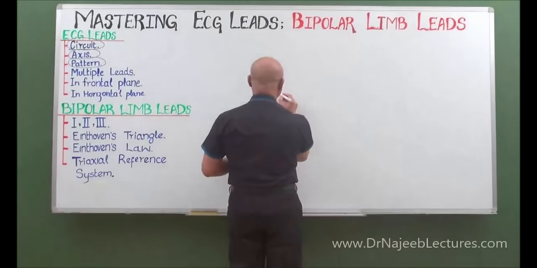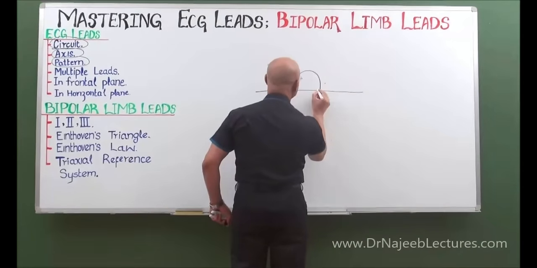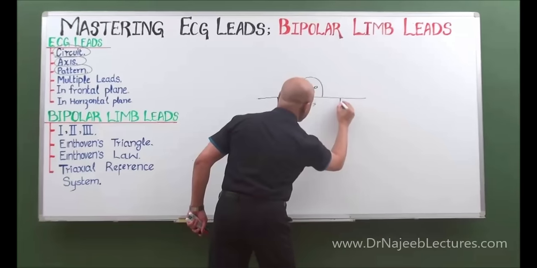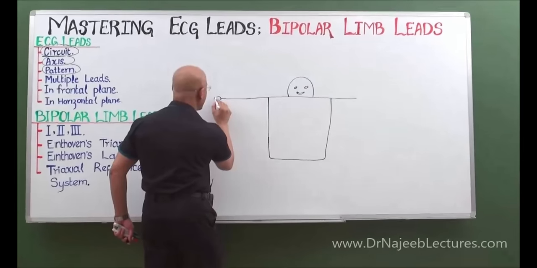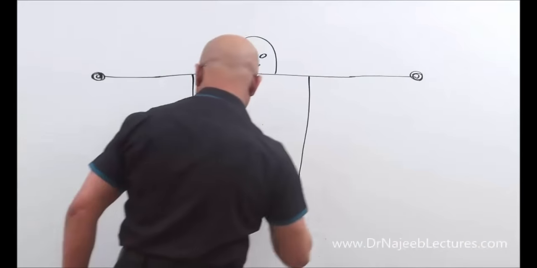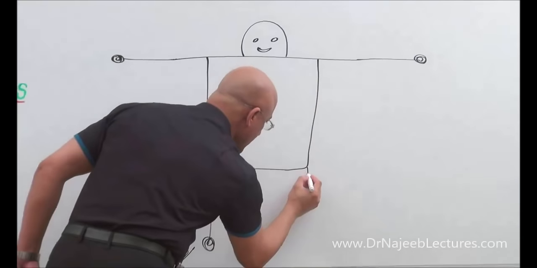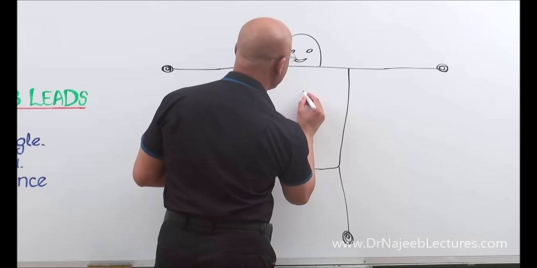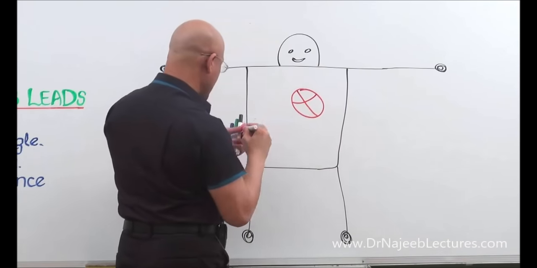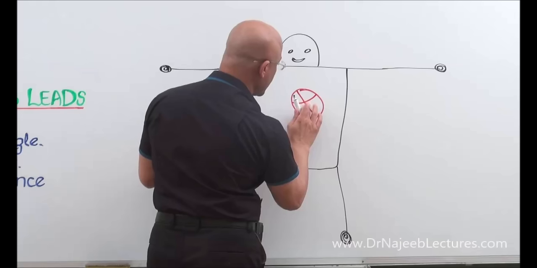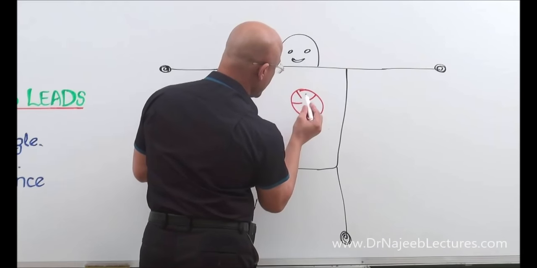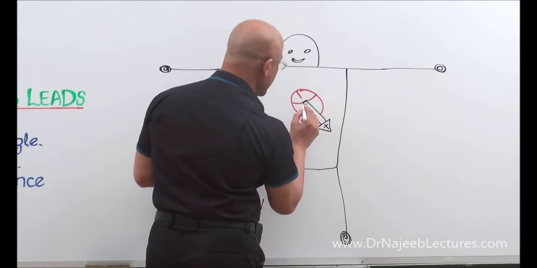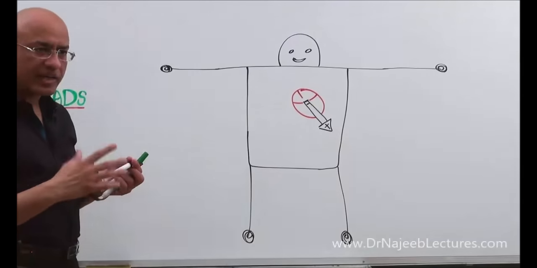Okay, let's go back and talk about this man. Here is your man, and this is his trunk or torso. Here is the right arm, left arm, right leg, and left leg. Is it clear? And here is your heart, and in the heart, let's suppose this is major ventricular depolarization. This is a vector representing major ventricular depolarization. It is in the frontal plane, downward and leftward oriented, as we discussed previously.